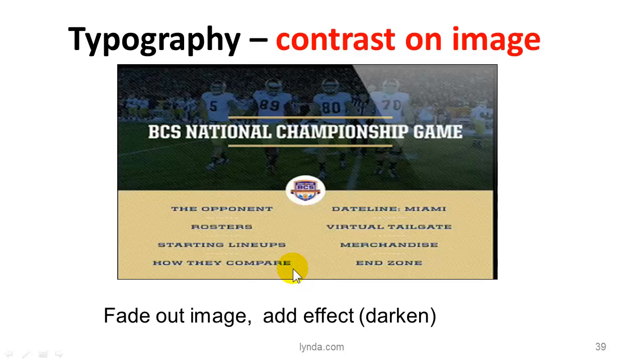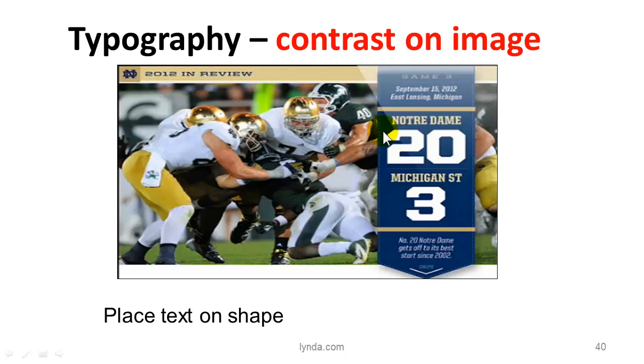Another example of typography on an image, and in this case we have our image faded out a little bit. And we actually have it darkened a little bit so that our white type shows up nicely. Another example of typography on an image, and in this case we're putting our typography right on top of the shape and overlaying on top of the image should we wish to preserve our image. Very good effect. Very useful.